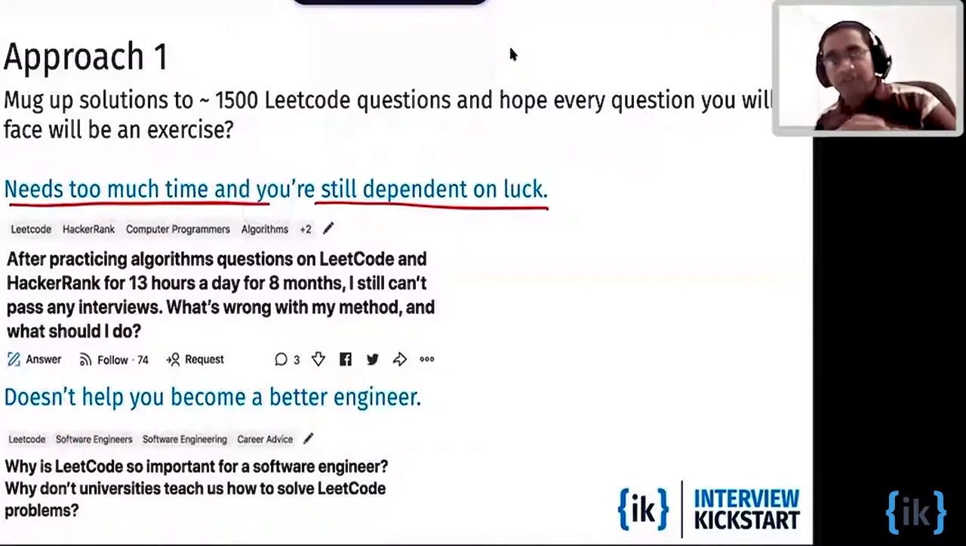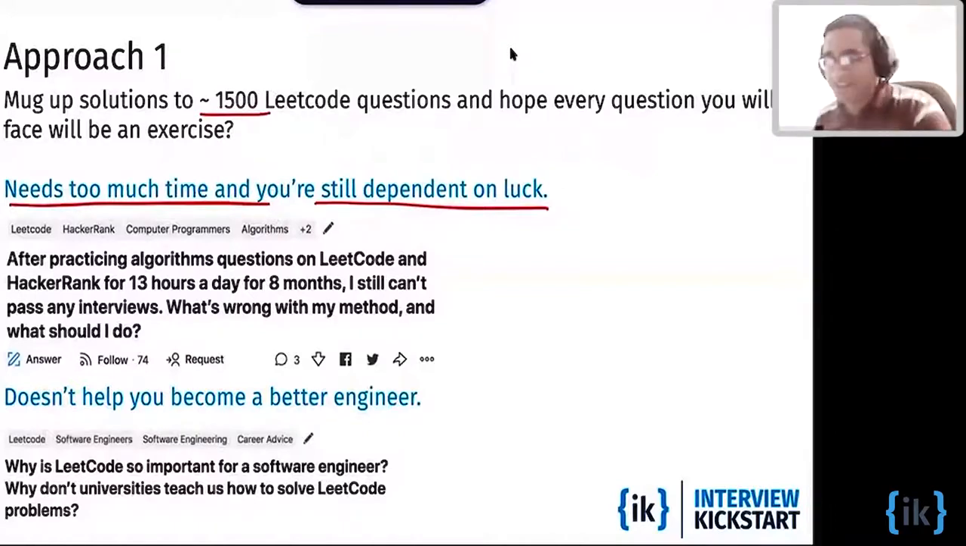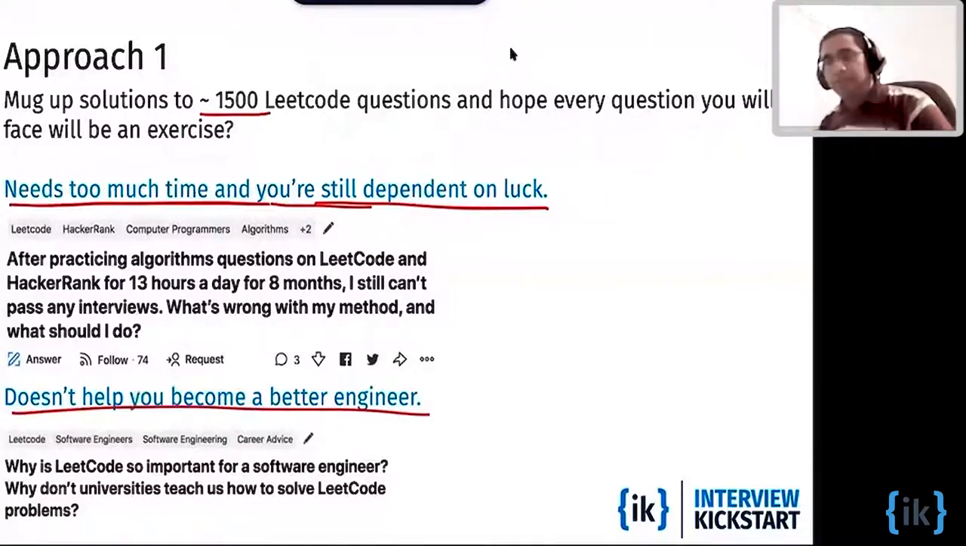But 2 years back, it was still possible to memorize 400 or 500 solutions. Now there are more than 1,500 questions. How much are you going to memorize? Right? And you're still dependent on luck at the end of the day. So that's the first problem. The second problem is that this approach does not help you become a better engineer.